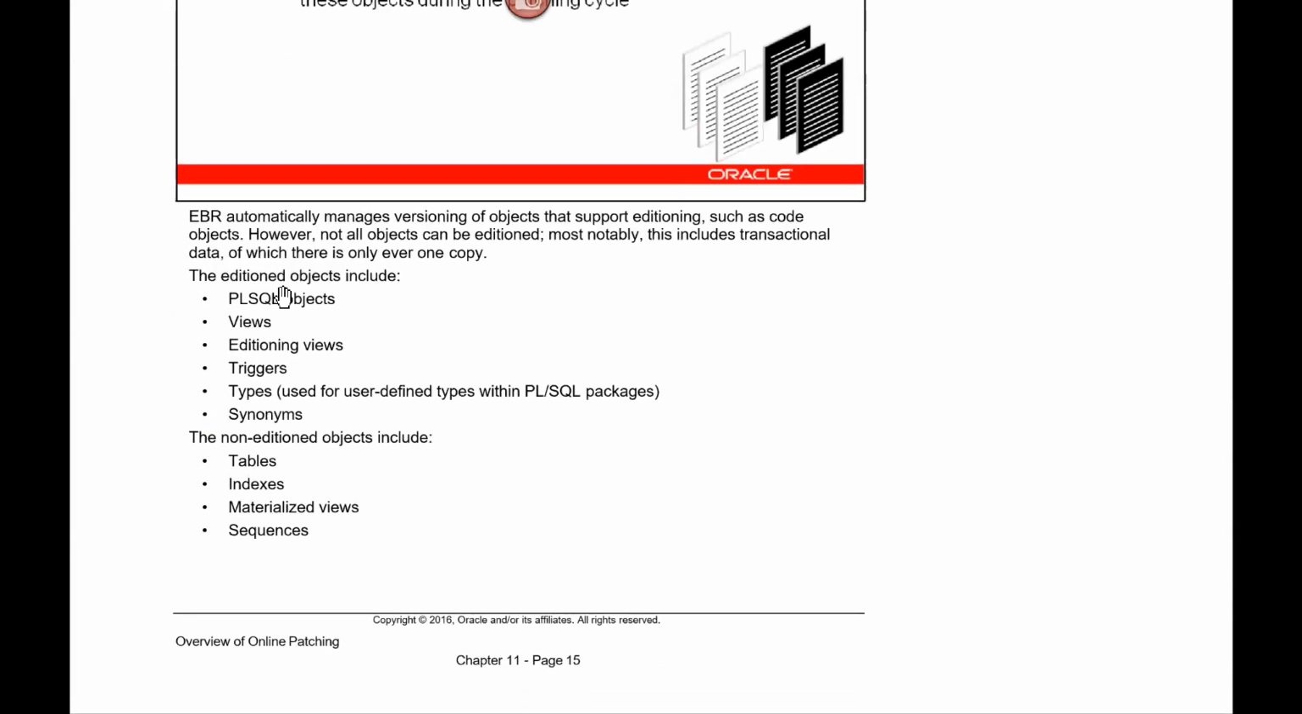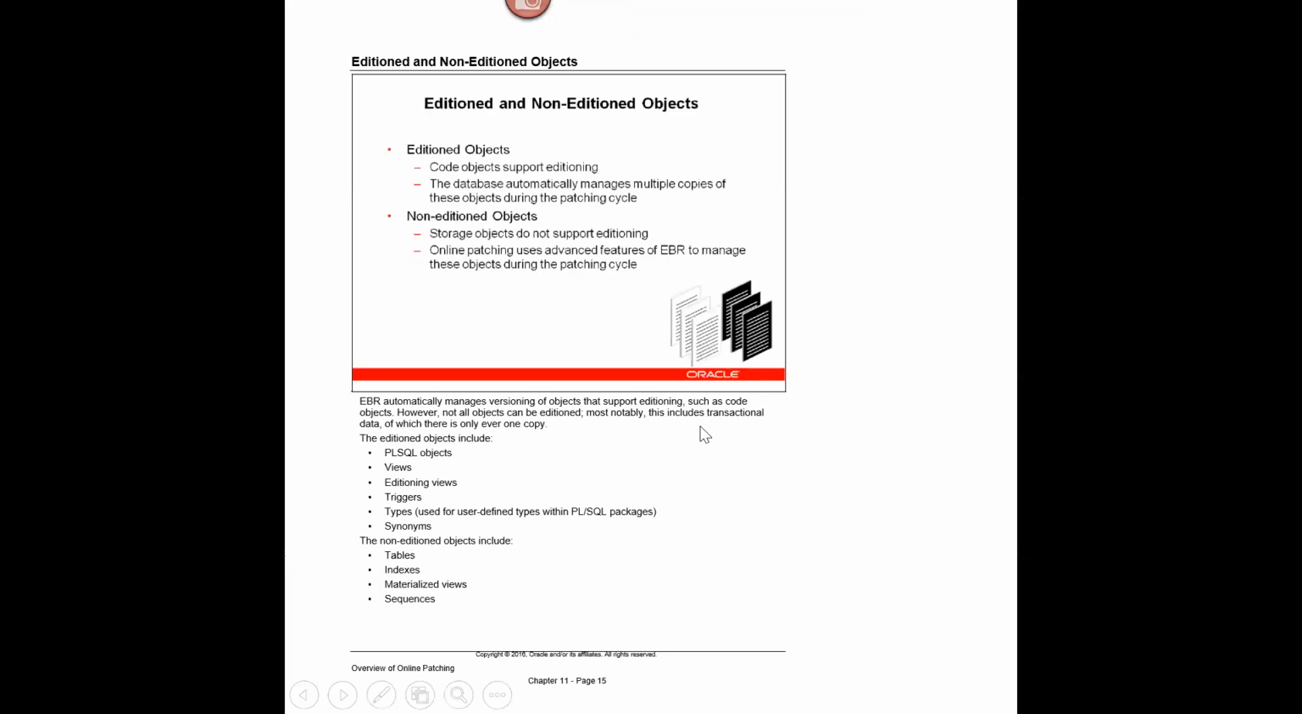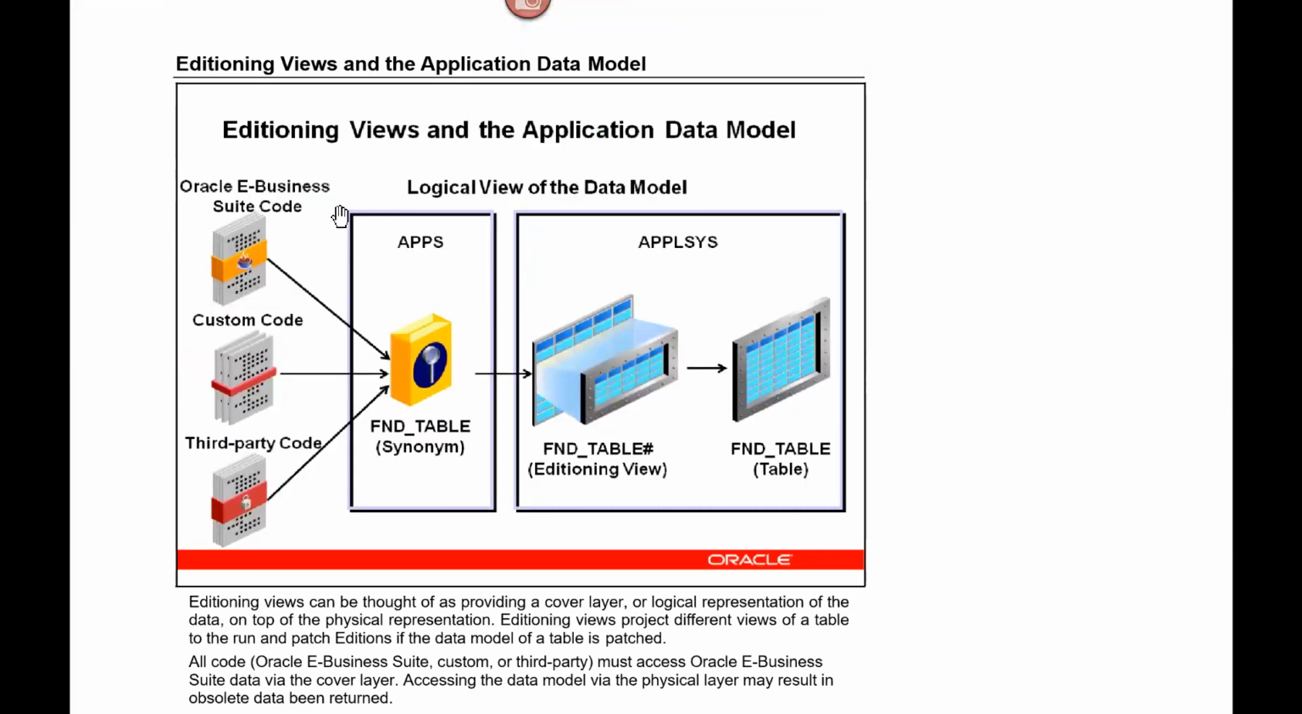Only for the editioned objects will you have duplicate copies. But for the database storage objects, they cannot make a duplicate copy, because then it will become a big thing. Suppose a table is 10 million rows, they cannot make a copy of the table. So that's the reason they come under non-editioned objects. Anything which is a storage object does not support editioning, but Oracle is managing it using advanced features, which we will be seeing. Now we will see editioning views and the application model.